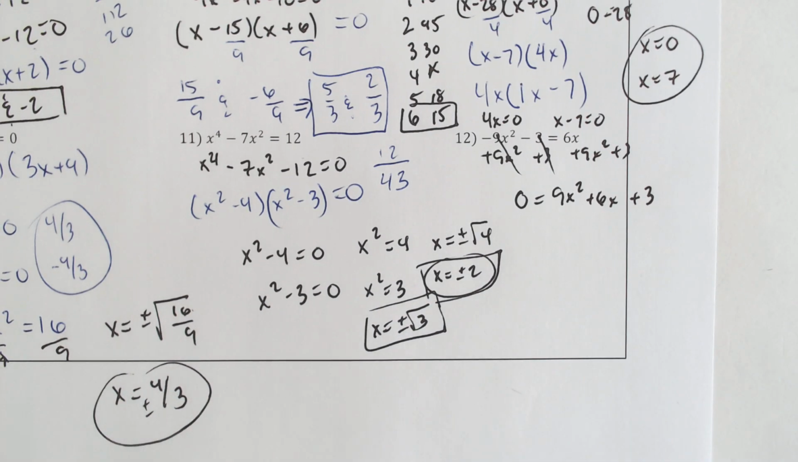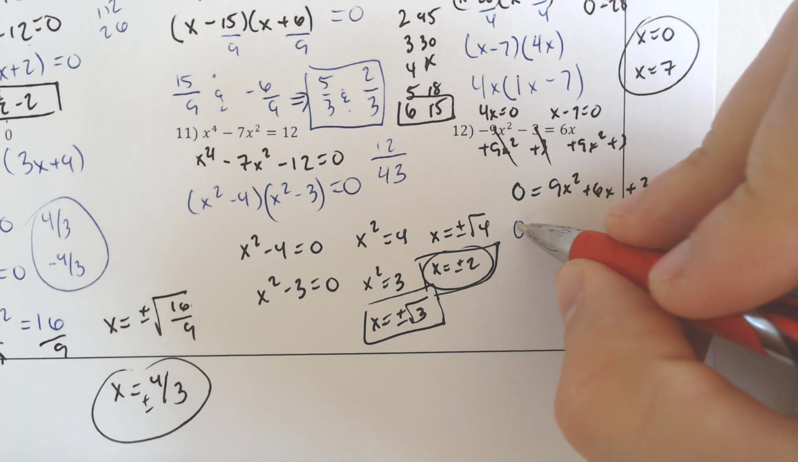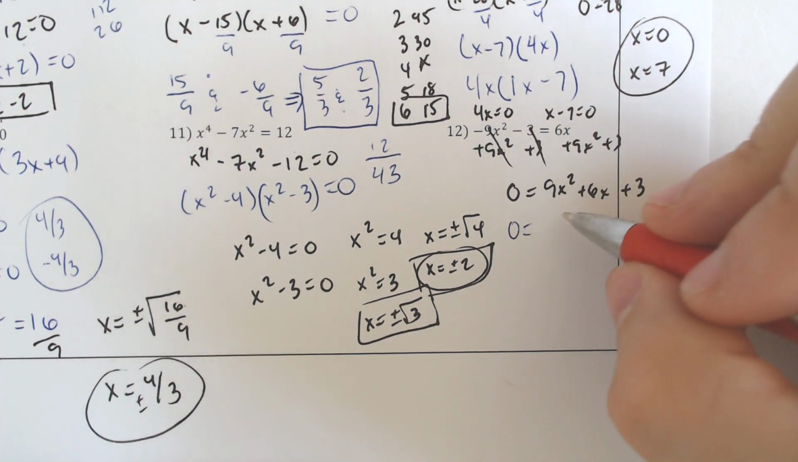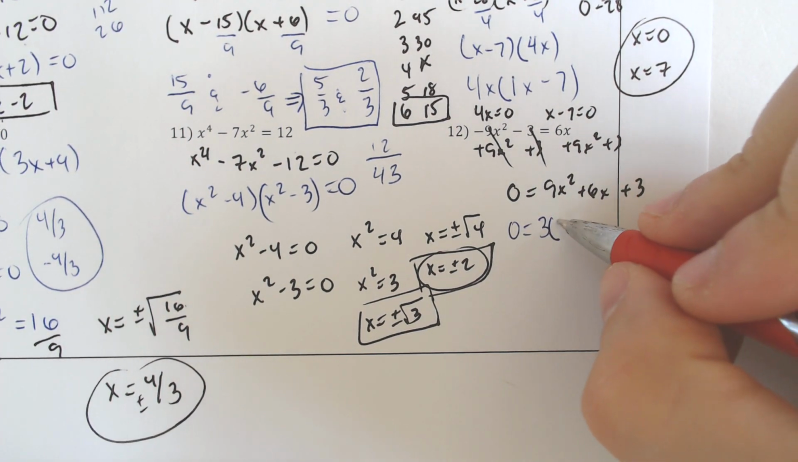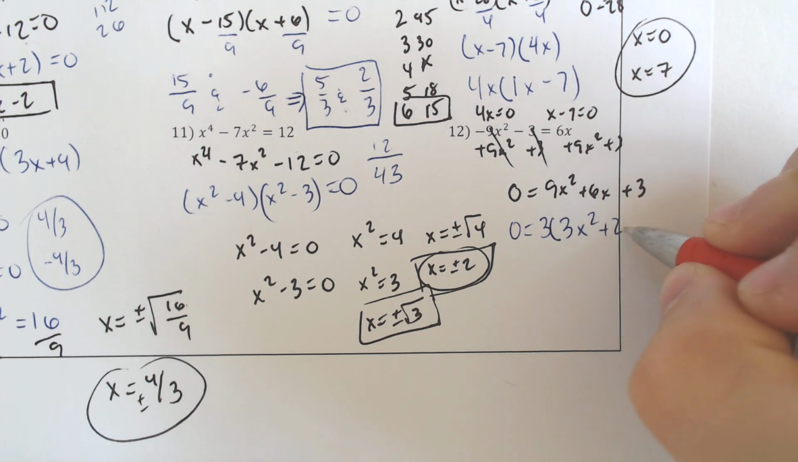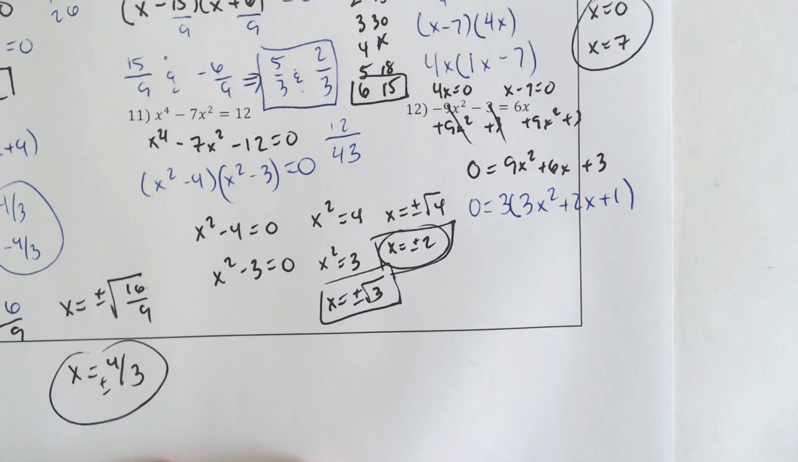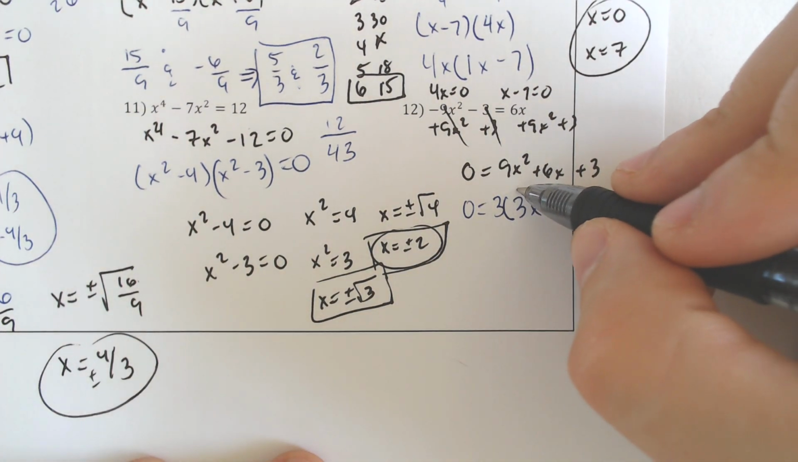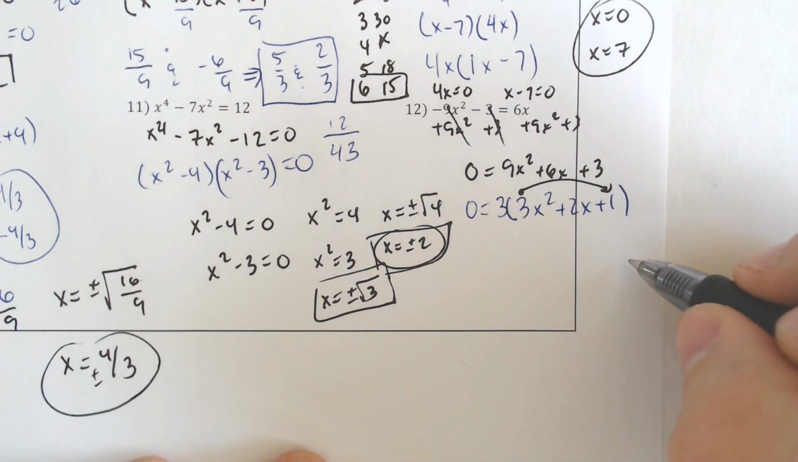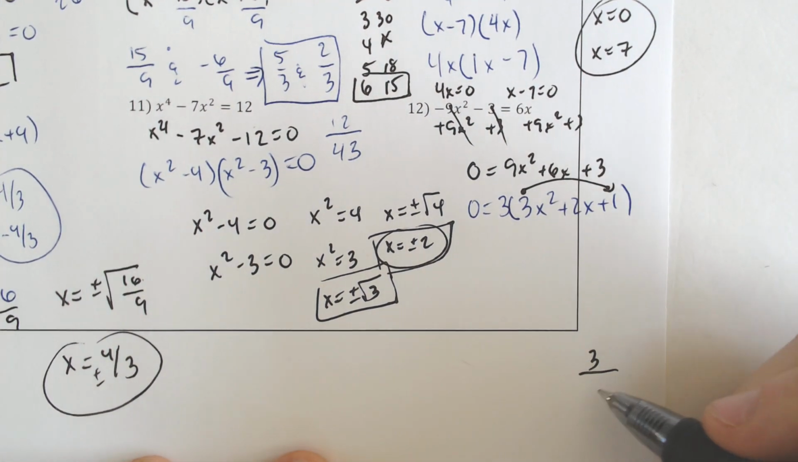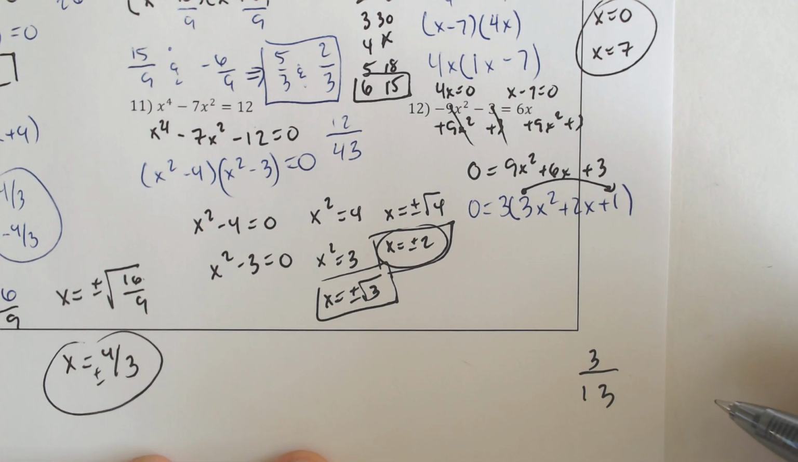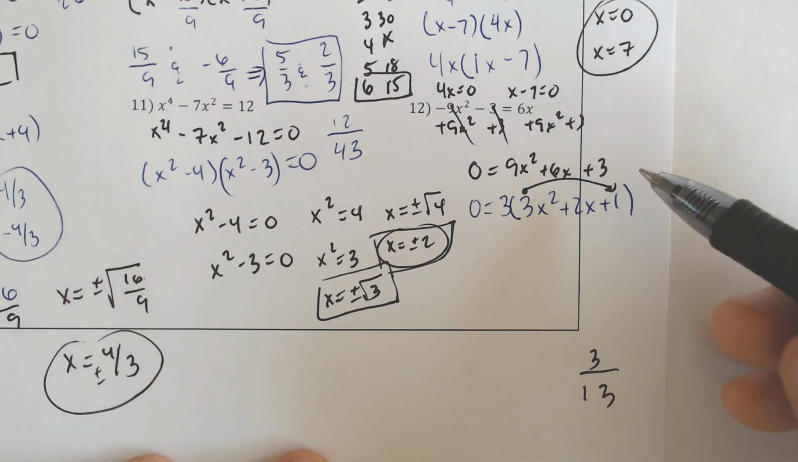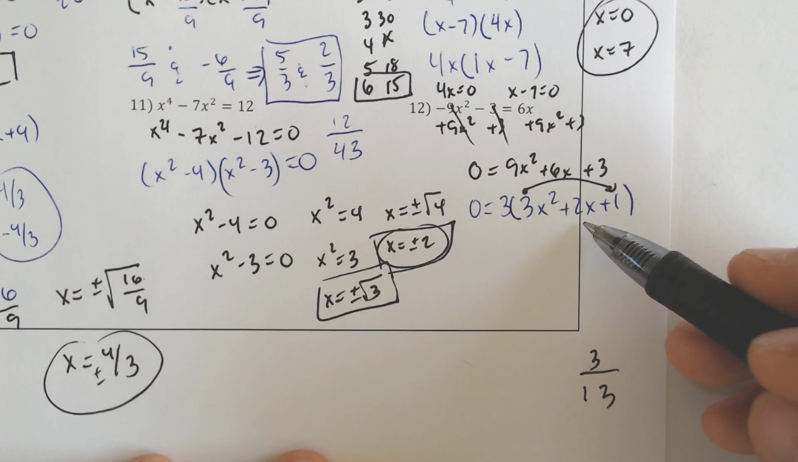What else can we do? They all can divide by 3. So you can factor out that 3 if you want to. You can also just divide everything by 3. Both ways work. You get 3x squared, 2x, and a 1. Now we can start factoring. We have to multiply this 3 times 1. You get 3. What multiplies to 3 but adds to a positive 2?